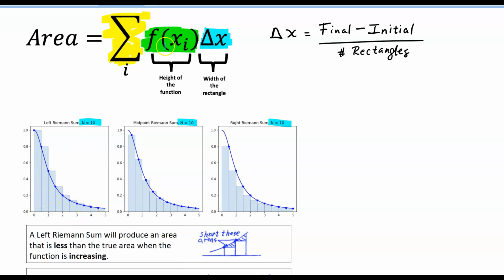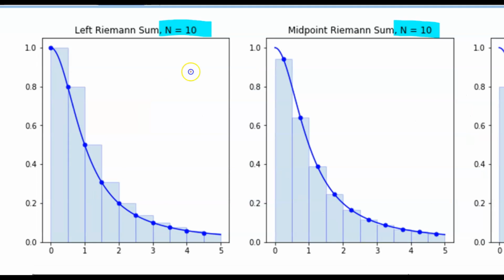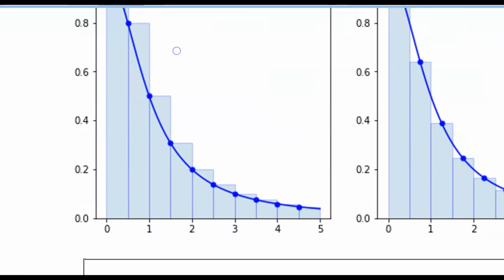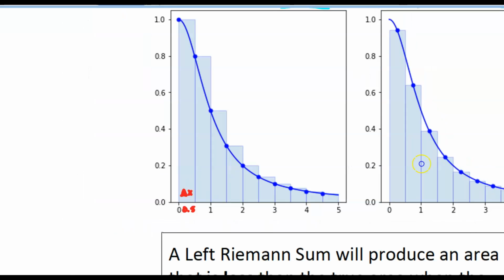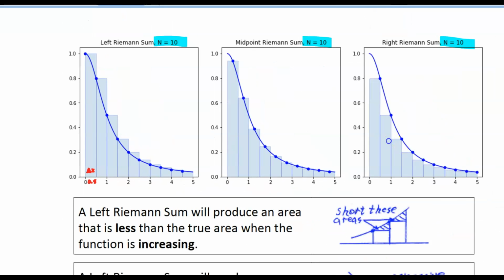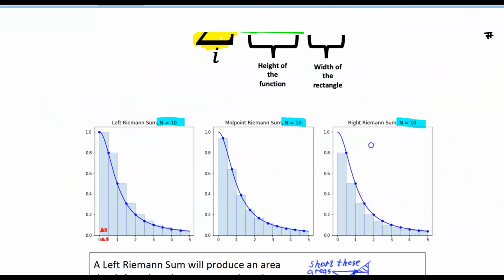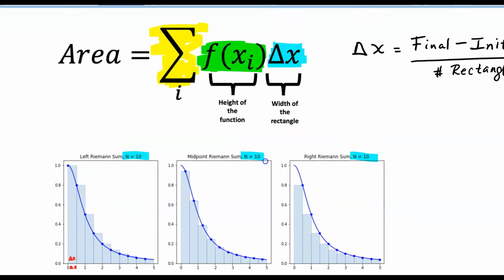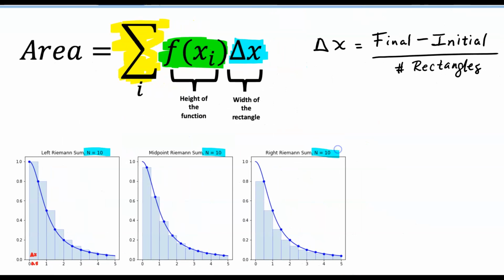So each delta x, if you will, and let me just zoom in so I can write it in, each delta x is going to be half a unit. And that's going to be the same for all of these graphs here. So that's how you would calculate the area under the curve. It's really simple. If you know how to calculate the area of a rectangle, you can do this advanced calculus stuff. So don't sweat it.